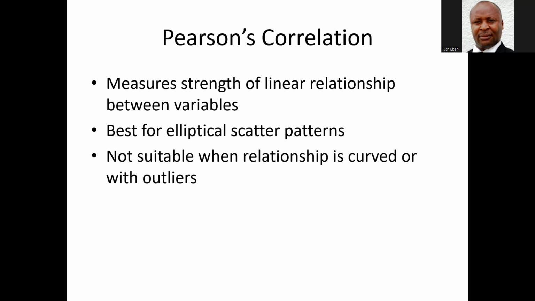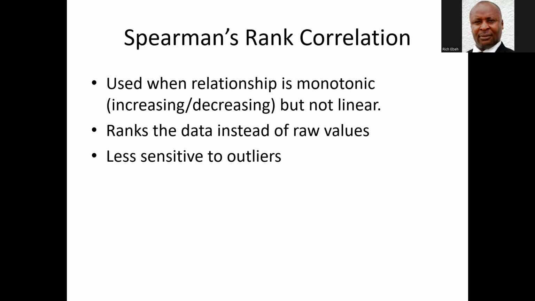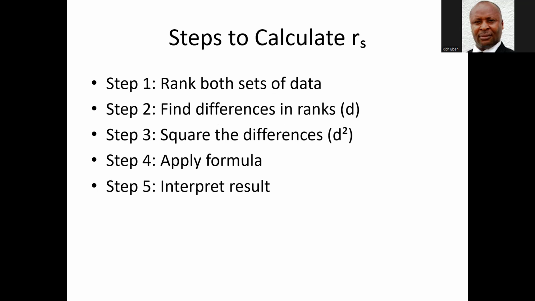when it has outliers. On the other hand, Spearman rank correlation is used when the relationship is monotonic, that is, it's either increasing or decreasing, which means that it is not linear in nature. Rank data is used in Spearman correlation instead of raw values, unlike what we have in Pearson. Then the Spearman rank correlation is less sensitive to outliers.